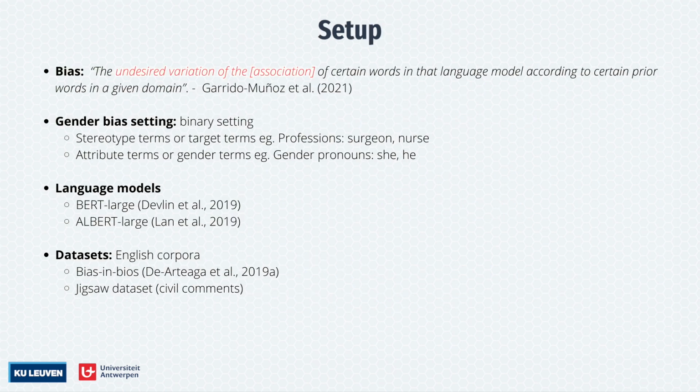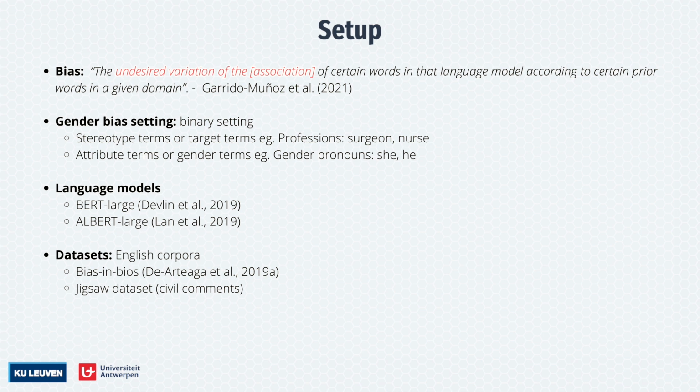Now we'll discuss our setup and some definitional terms regarding our presentation. So the first we'll look at is bias, and we define bias as the undesired variation of the association of certain words in that language model according to certain prior words in a given domain. Secondly, we would look at our notion of bias, and in this context would narrow our definition to gender and specifically look at binary definitions of gender.